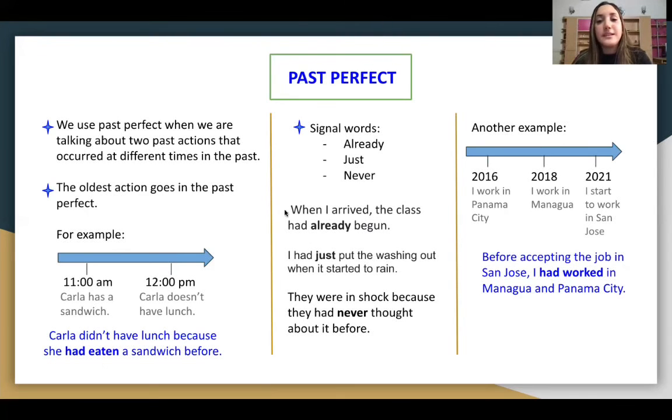So now let's see signal words. We have already, just, and never. When I arrived, the class had already begun. I had just put the washing out when it started to rain. They were in shock because they had never thought about it before.